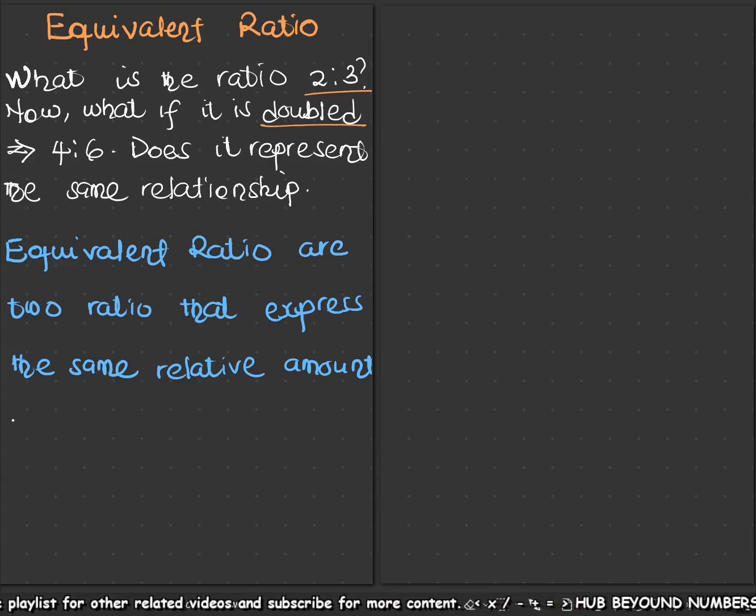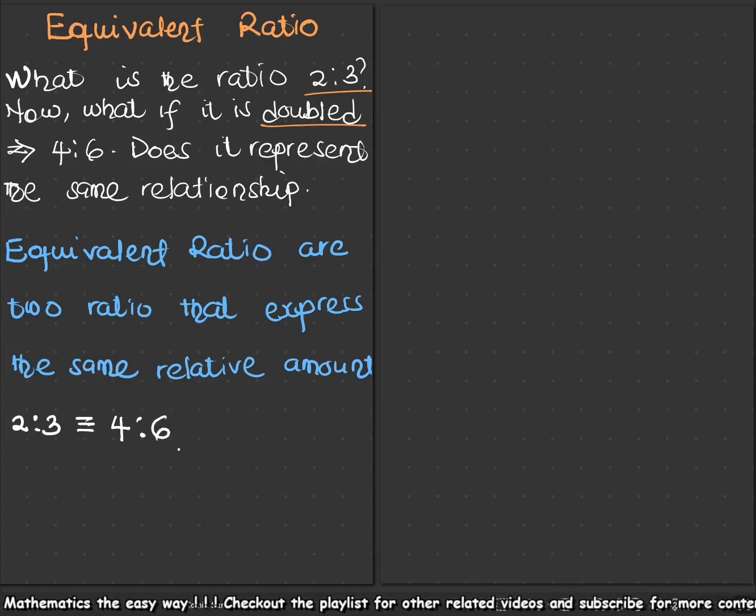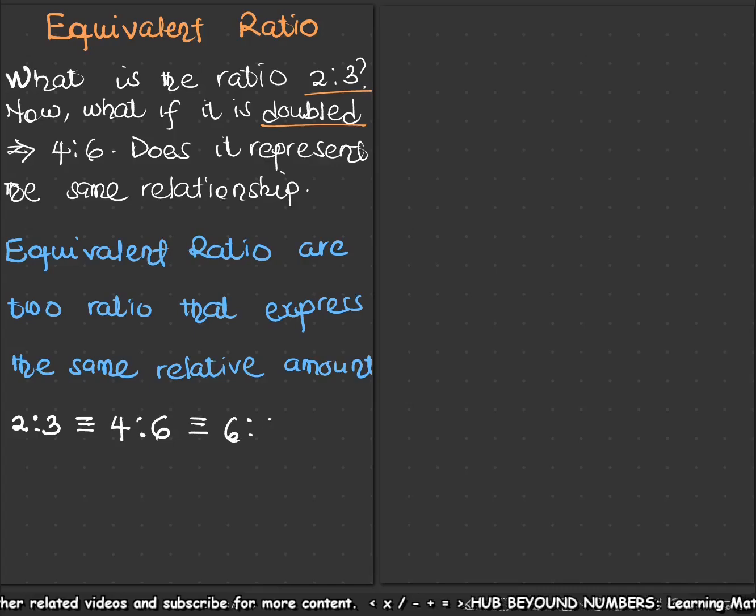So if I have the ratio 2 is to 3, it means 2 portions of a quantity is to 3 portions of another quantity, any quantity at all. Now, isn't that the same as 4 portions being apportioned to 6 portions? Because if 2 goes with 3, if I double it, I'm going to get 4 is to 6. And if I triple this same thing, I'm going to get 6 is to 9. They all represent the same relative amount.